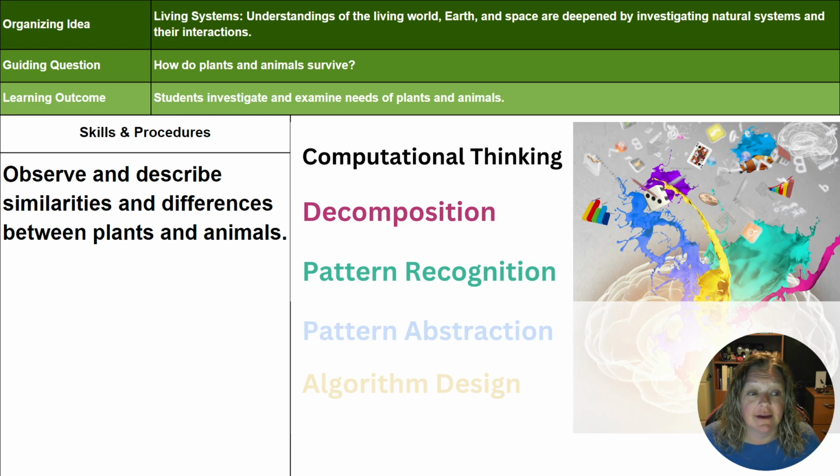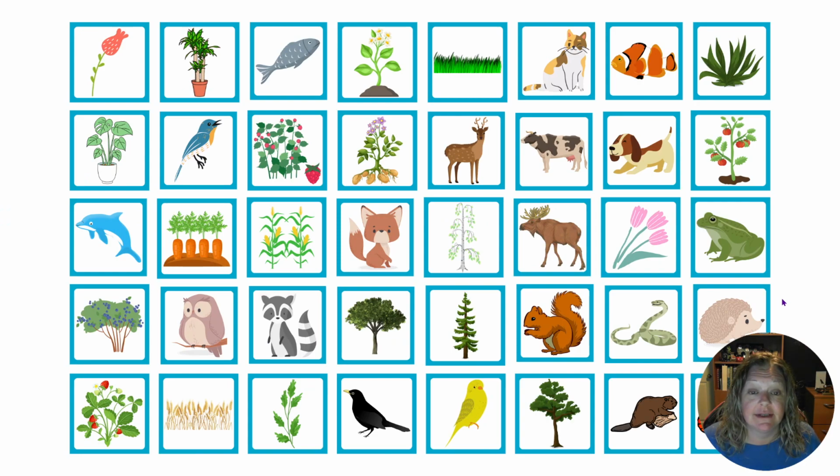So if we're looking at the outcome to observe and describe similarities and differences between plants and animals, we can see some ways that we can be doing decomposition and pattern recognition while we're also covering this living systems idea. If we give the students a sort like this, it's got a combination of a bunch of different plants and animals on it, and maybe we're asking them just to sort them in ways that make sense to them, or we've given them the notion of sorting them into plants and animals right off the hop.